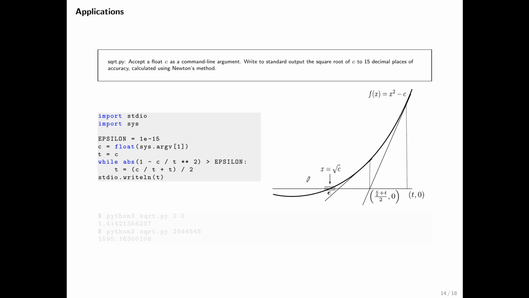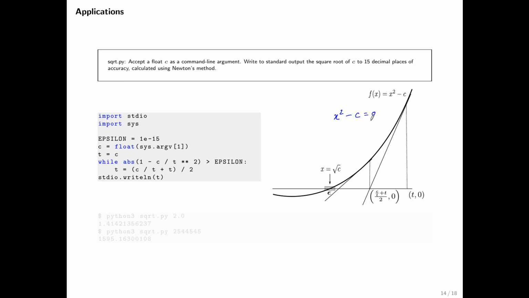Now, what I'm showing you here is the curve x squared minus c. It's simply the function x squared minus c that is plotted here, which is a quadratic. And what we are interested in is the value of x such that x squared minus c equals 0, because when we find such a value, we have found the square root of c.